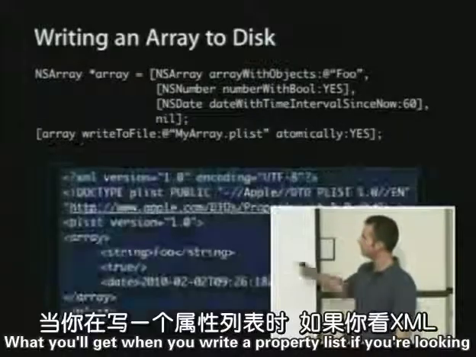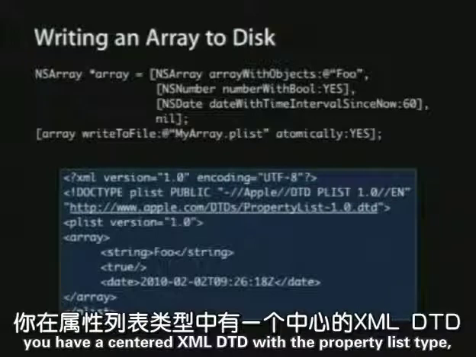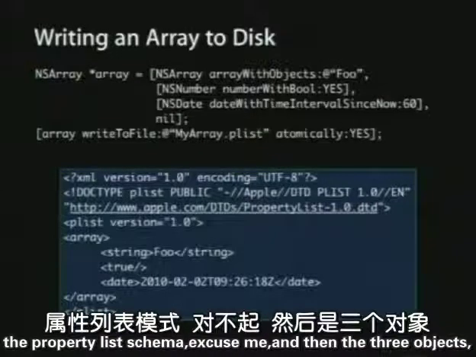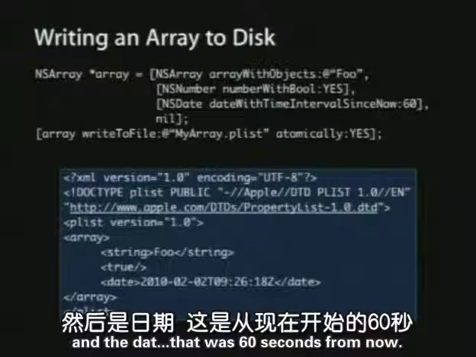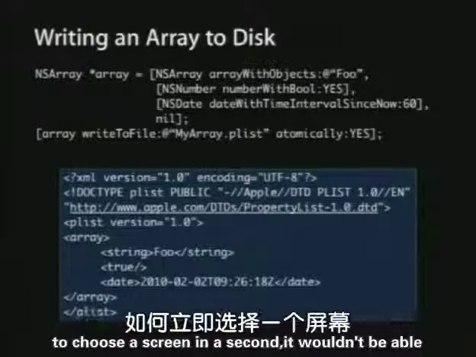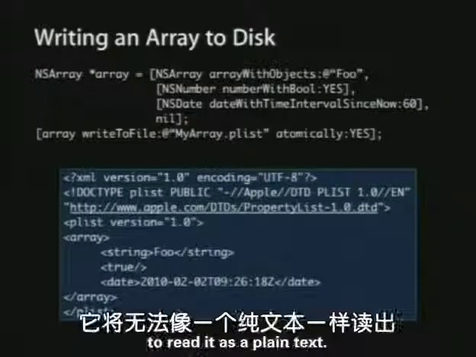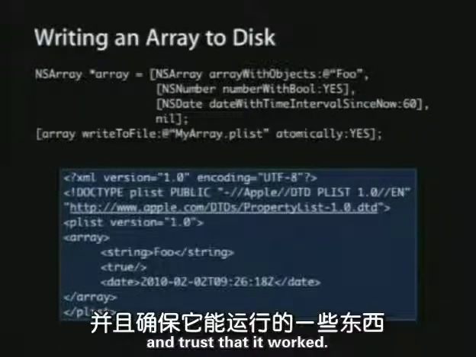And what you'll get when you write a property list, if you were looking at the XML, would be something like this. You have a standard XML DTD with the property list type, the property list schema, excuse me, and then the three objects: our string foo, the Boolean true, and the date that was 60 seconds from now. This is what the XML form looks like. If you were to write out the binary form, which I'll show you how to choose between in a second, you wouldn't be able to read it as plain text. So it's just something you'd have to encapsulate and trust that it worked.